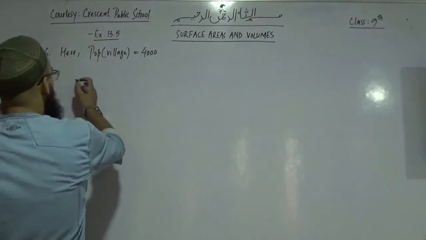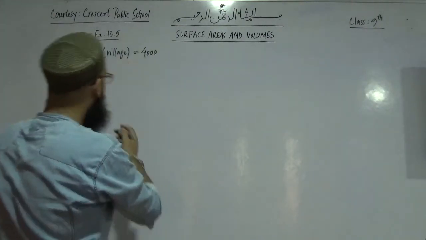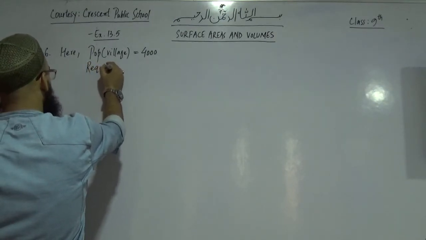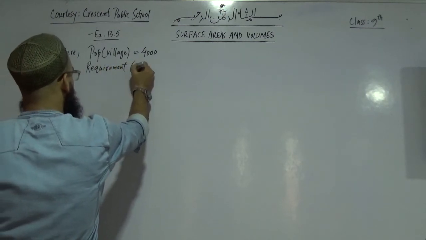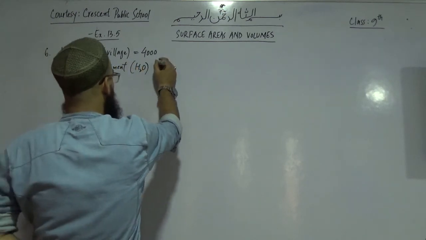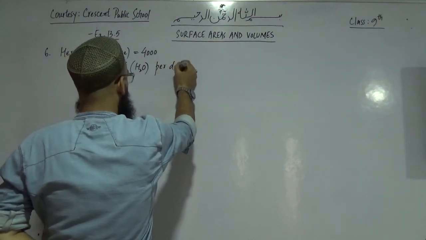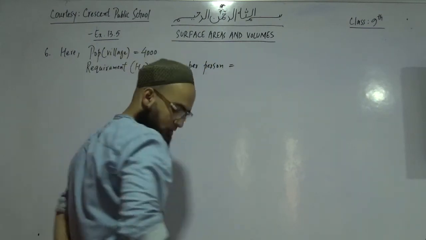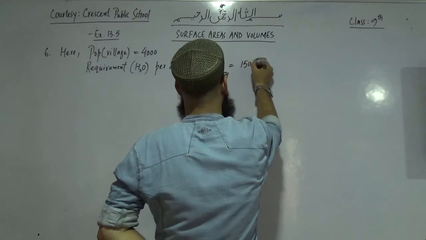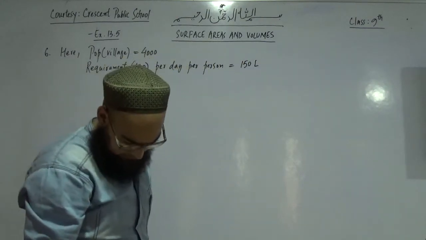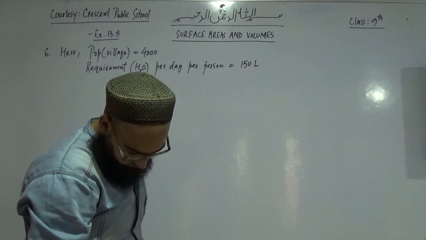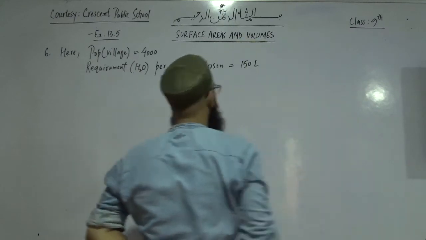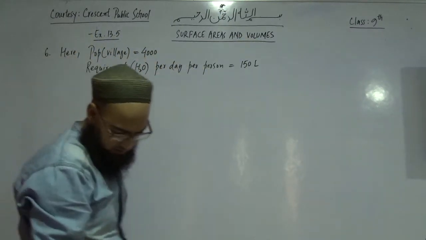So the requirement of water per day per person is equal to 150 liters. Now convert this in cubic meters, or there is no need. Keep it as such. 150 liters.